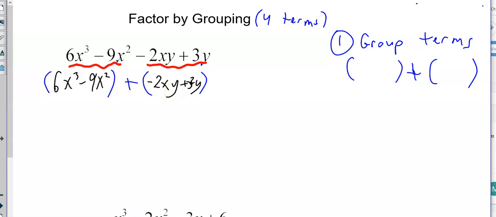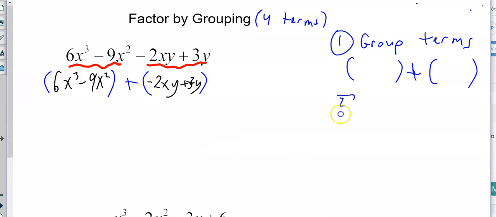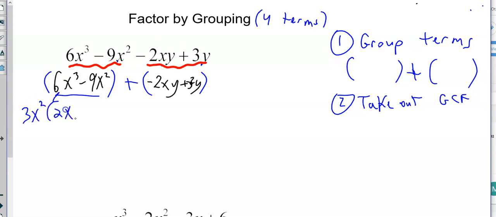So the second step is to take out the GCF of each group. So here you're going to pull out a GCF. I guess that would be, looks like, 3x squared times 2x minus 3, plus. Take out the GCF here.